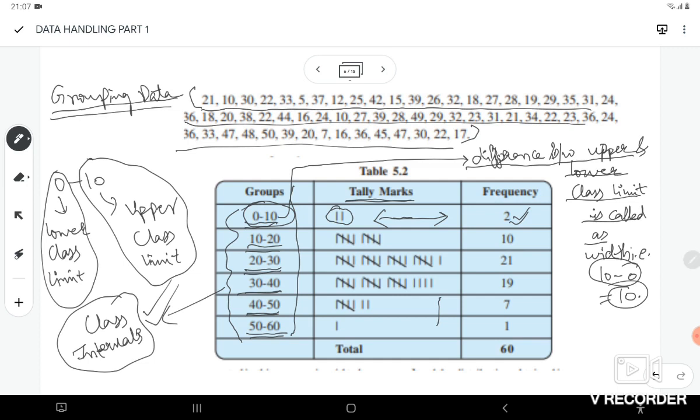Similarly, in 0 to 10, 0 is known as the lower class limit and 10 is known as the upper class limit. There is one more concept that is known as width. So what is width? Width is the difference between the upper and the lower class limit. So from 0 to 10, what would be the width? Upper limit minus lower limit, that is 10 minus 0, which gives us 10.